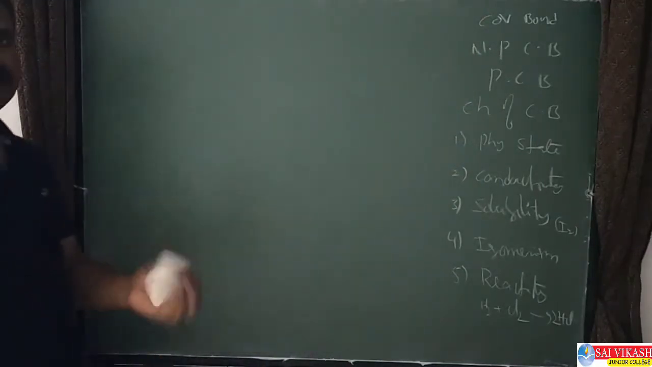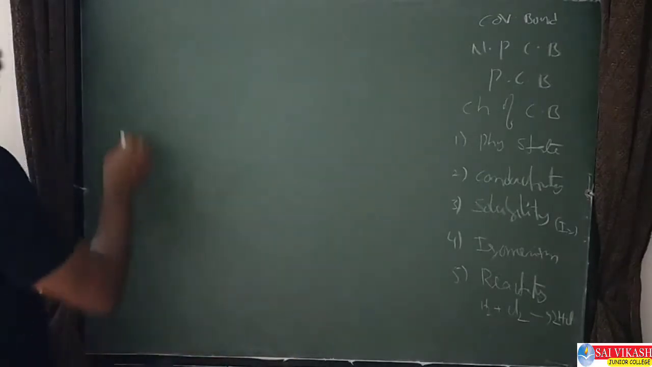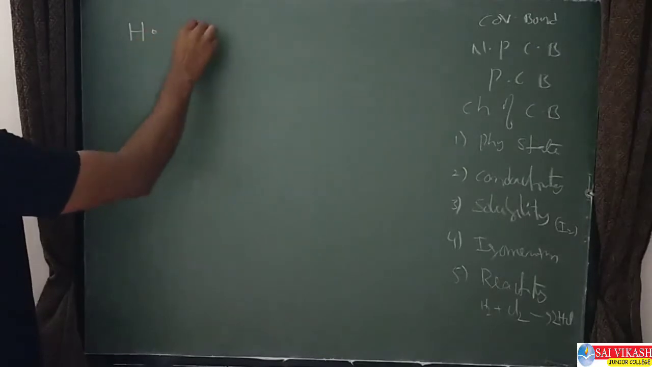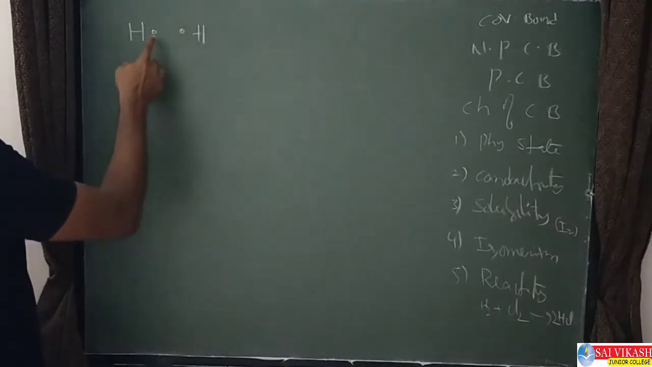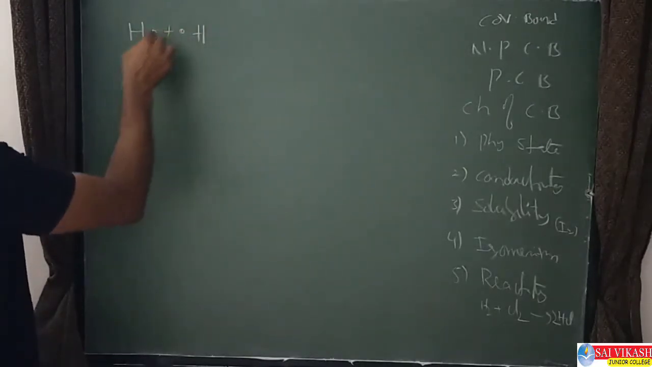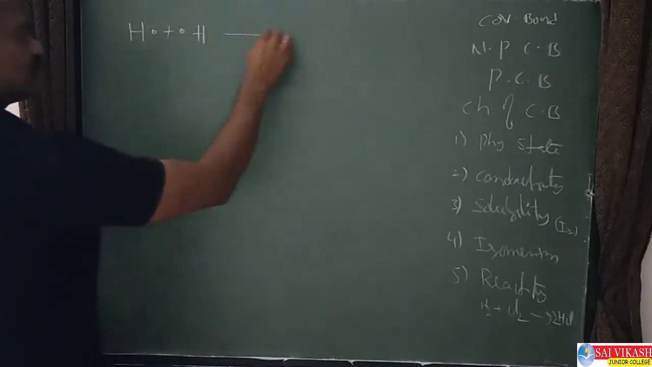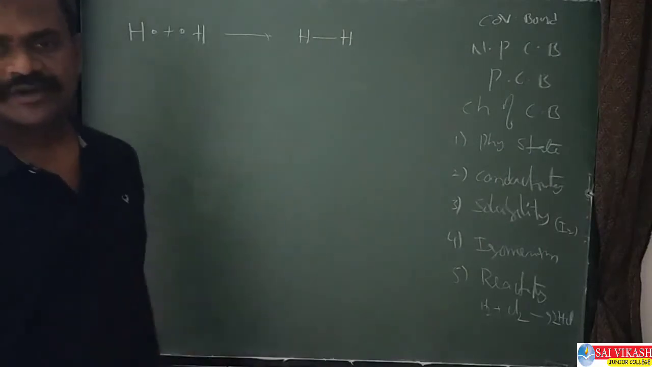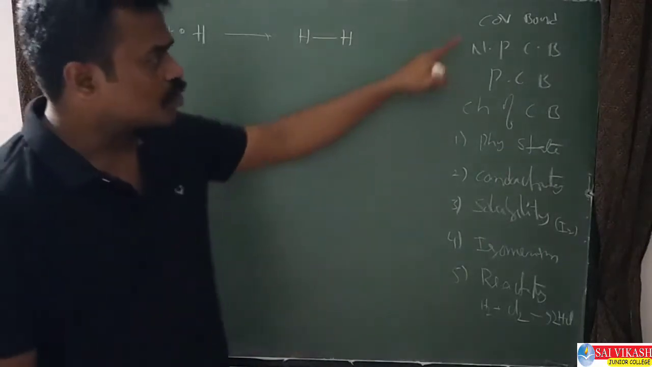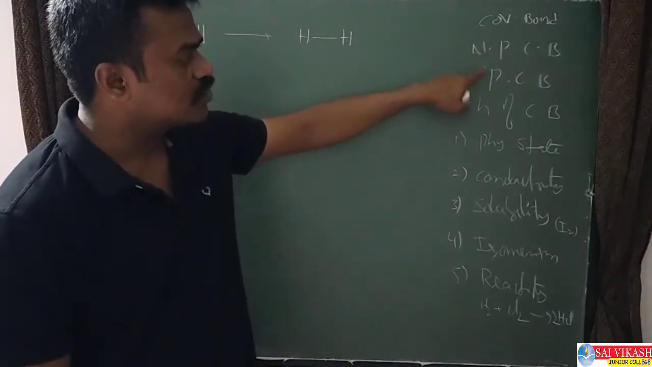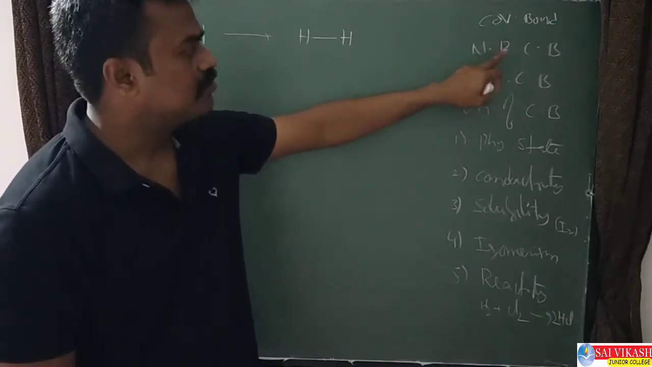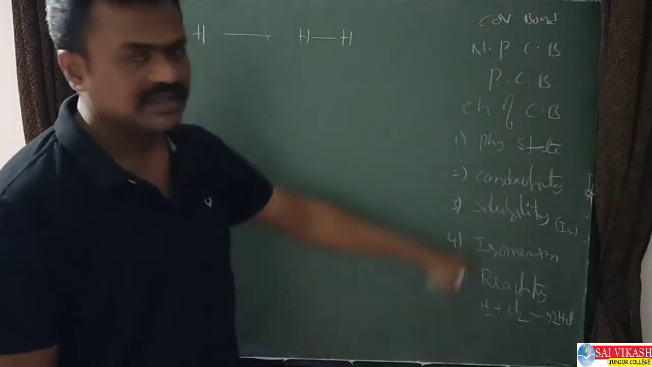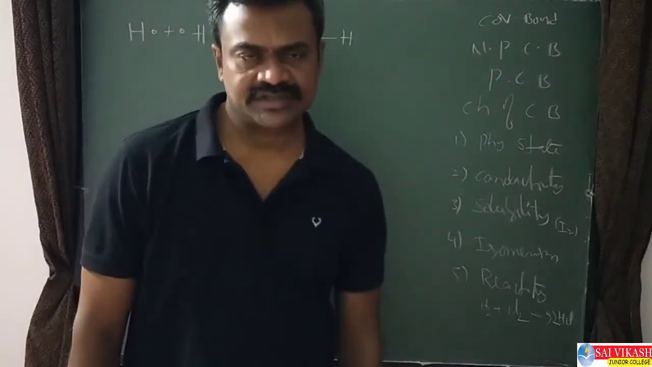Actually, what is meant by covalent bond? Just I told you, mutually sharing of electrons between two atoms. See this? These two atoms have single electrons that are mutually shared, forming a bond. That is called a covalent bond. This covalent bond is of two types: non-polar covalent bond and polar covalent bond. All these details I will give in the notes.